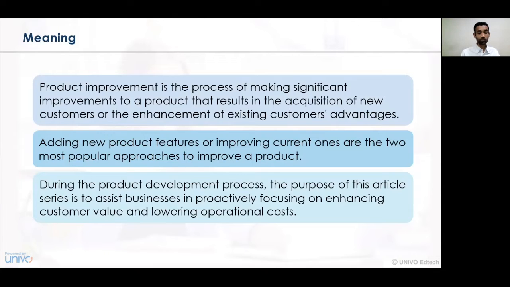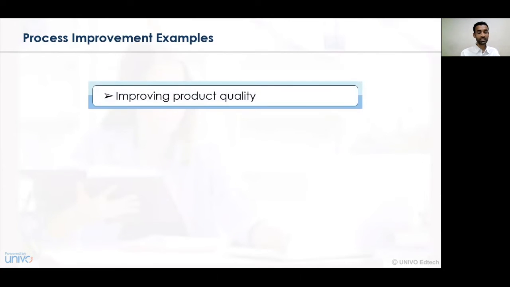So during the product improvement process, the purpose of this activity is to assist the business in proactively focusing on enhancing the customer value. So how the value of the customer can be enhanced so that better quality of service can be delivered, and his ease of life or conducting of business activities or day-to-day operations can be improved. And hence the product improvement focuses on creating a better product which is offered or delivered to the customers or the consumers.